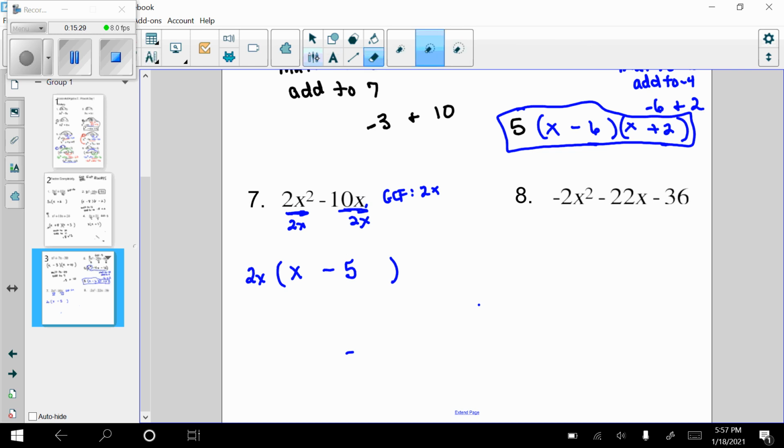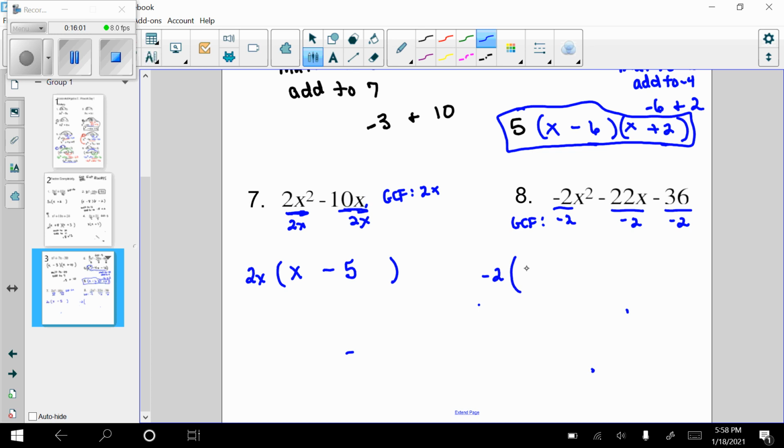Okay, so one more. So this one's a little bit tricky because I have a negative 2 sitting out front. And my rule right here is it is much easier to factor a trinomial if that lead coefficient, or the number in front of x squared, is positive. So I'm going to pull out a greatest common factor here of negative 2. So be careful because now you're dividing through by a negative 2. So my negative 2 comes out front. I'm left with x squared. This is going to be plus 11x. Negative divided by negative is positive. And plus 18.